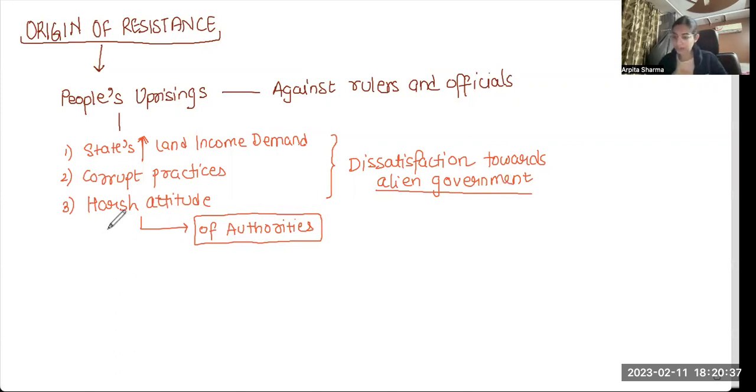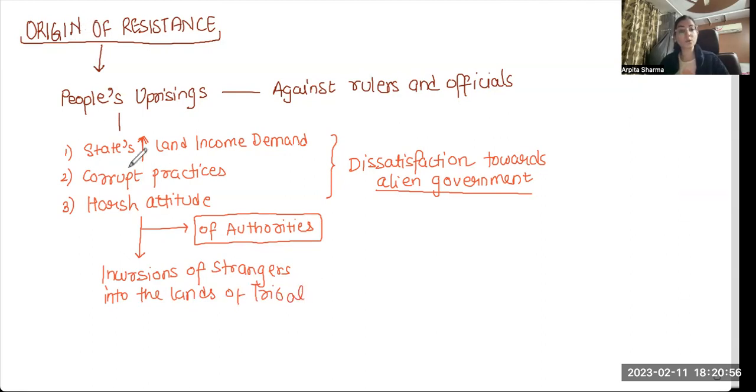So alien government, British government. Now here you have to understand that there were incursions of the strangers into the lands of tribal communities. This was also one of the reasons for the origin of resistance of tribal communities. Tribal communities had their own government. Tribal communities were outside the purview of the local janta. They were separate from all of us.